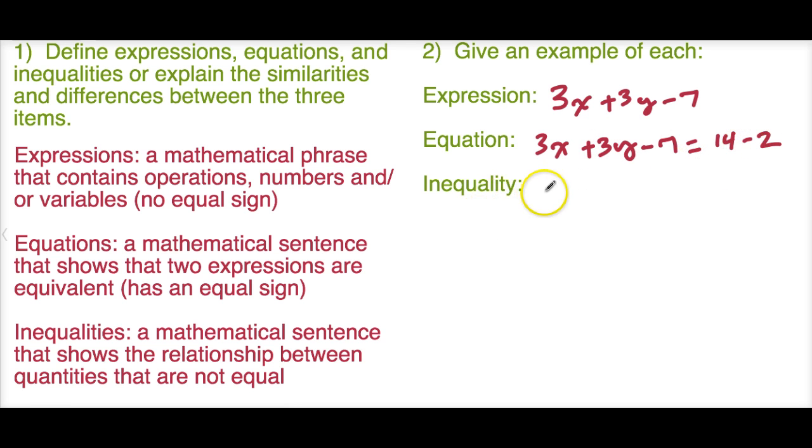And finally, an inequality is similar to an equation except that it has more than one solution. So if we have our same expression on each side, this time I'm going to have a less than or equal to sign, meaning there's multiple solutions. Again, equations only have one solution. Expressions have no solutions because we really can't solve them until we find out what the variable is worth.